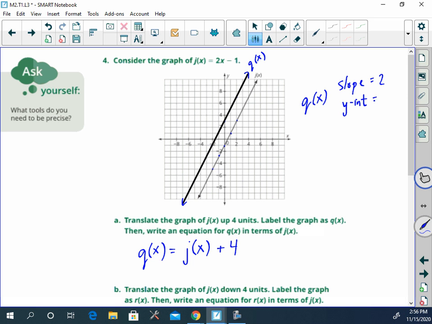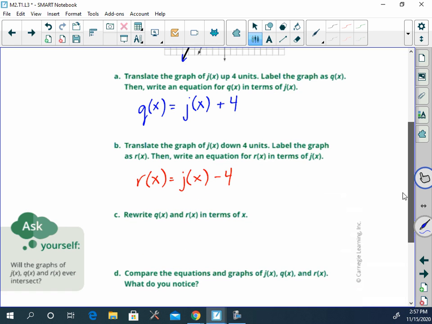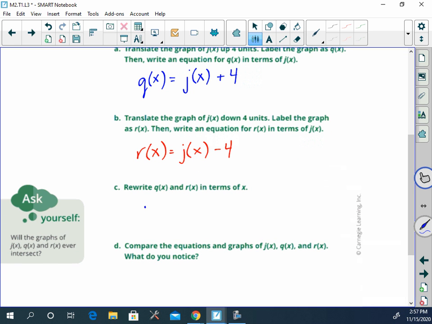And then to find the y-intercept, that's where it crosses the y-axis, so that's at 3. So my equation, remember we're doing y equals mx plus b. So my m is my slope, so it'll be 2x plus 3. So I'm going to go ahead and write that down here. This is my Q of x equals 2x plus 3.